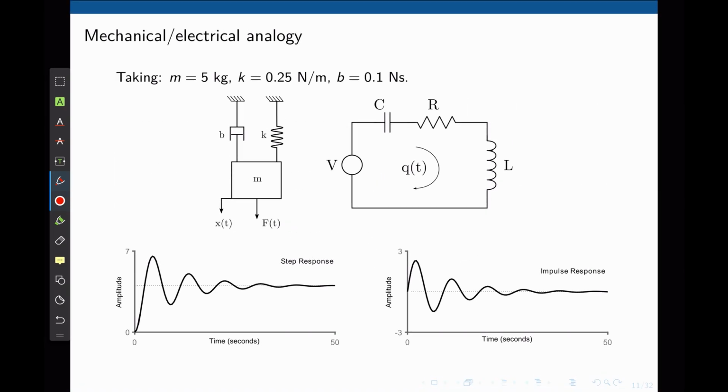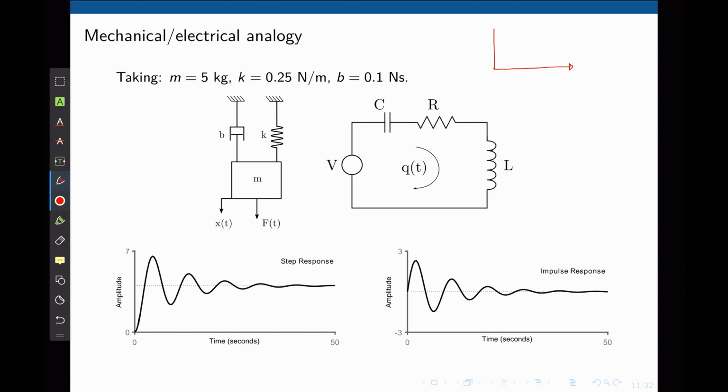Let's see if we can understand this analogy with a simple example here. I'm taking random values for M, K, and B, and also for R, C, and L. And we're going to analyze here the step and impulse response. Let's start with the mechanical system, and let's start with a step response. Applying a step to the system means apply a force and holding that force as time tends to infinity.